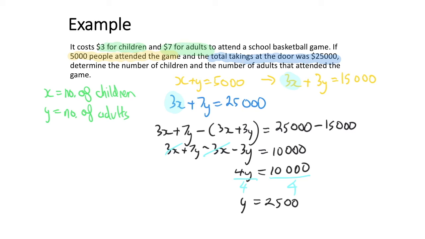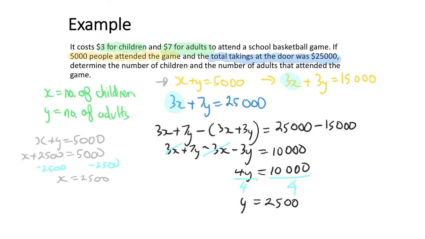Now I can take that y value that I found and substitute it back into my original equation of x plus y is equal to 5,000. So x plus 2,500 is equal to 5,000. To work out x by itself, I need to subtract 2,500 from both sides. So my x value is also going to equal 2,500.